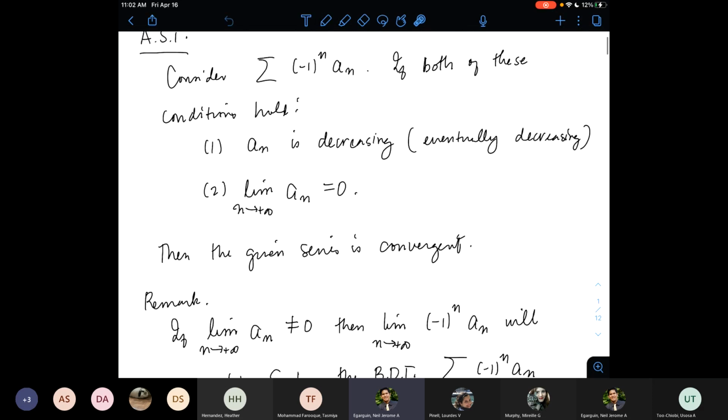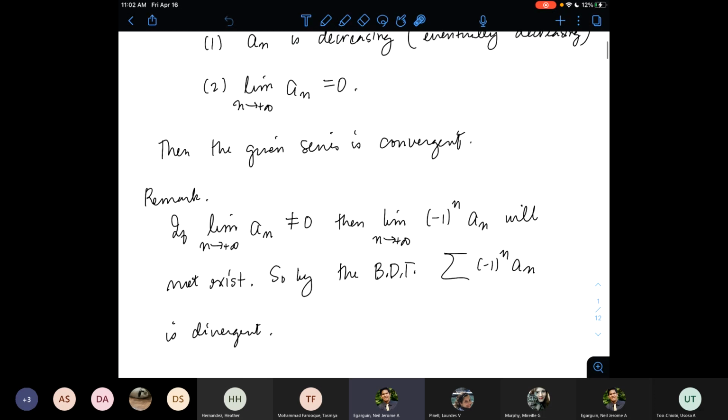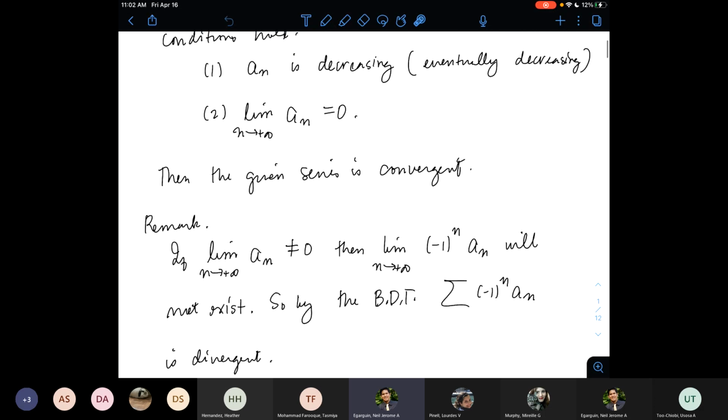If it happens that the limit is not equal to 0, then you can conclude that the limit of the entire term will not exist, and so by the basic divergence test, the alternating series will be divergent. That's the nice thing about the AST, because the crucial part here is condition number 2. So we often start with condition number 2. If the limit is equal to 0, then proceed to test condition 1, right? But if condition 2 is not satisfied, then the series is automatically divergent via the basic divergence test.